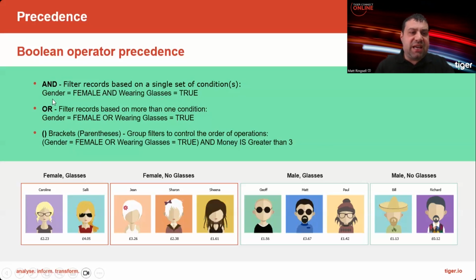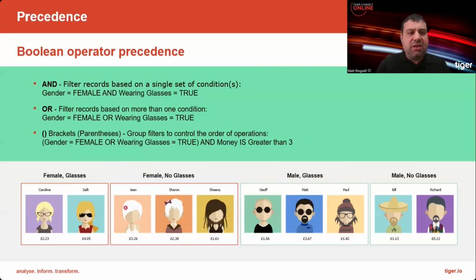Now, if we change the "and" to an "or", using exactly the same example, so where they're female or they're wearing glasses, this would then return 8 records. Because what we're saying is I want all my female entries, so female, female, female, female, female, or people wearing glasses, so that would return 1, 2, 3, 4, 5. If you add all the sections together, you'd have 8. So that's the difference between the "and"s and the "or"s.